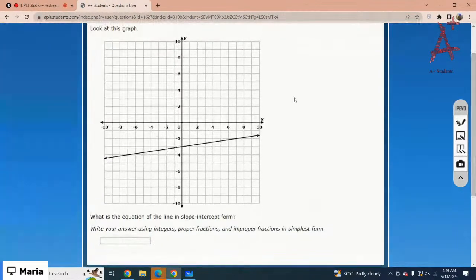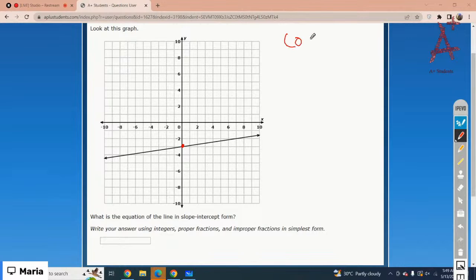Okay, the next one, again, you have to do the same thing. Find the y-intercept of the graph, and then select any 2 points and find the slope of the graph. So here is the y-intercept of the graph. It would be at negative 3. So it would be 0 and negative 3. Just use any other point.